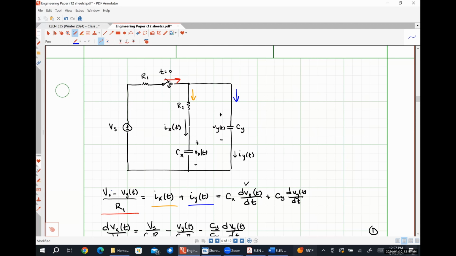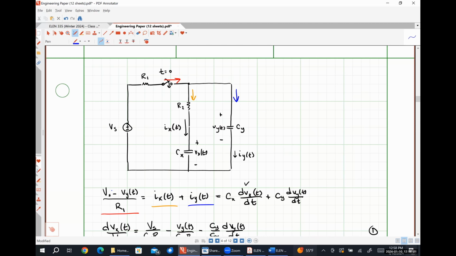So one of them will have a dependent source. The other one will not. And the one that doesn't have the dependent source will be a total response problem where you need to find stuff at t is equal to infinity.